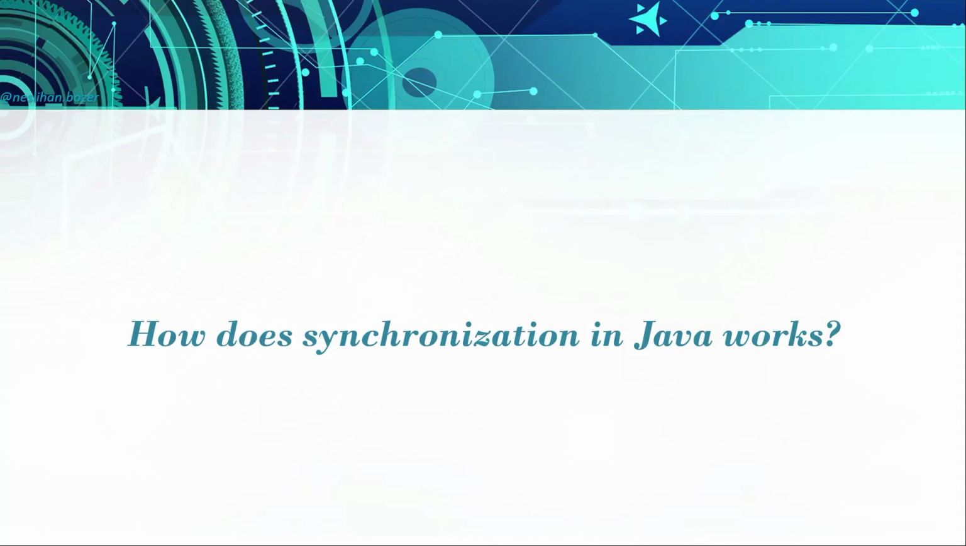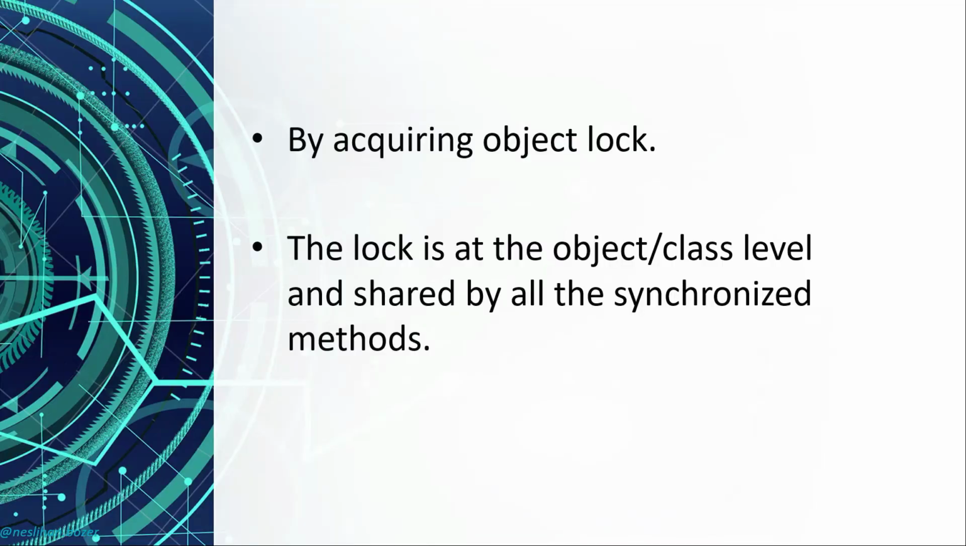How does synchronization in Java work? Every object in Java has a lock associated with it, which is also called a monitor. When a thread enters a synchronized method or synchronized block, it acquires that lock. All other threads attempting to execute the same code must wait until the lock is released by the acquiring thread. Hence, synchronization is achieved by the lock, which is at the object or class level, and shared by all the synchronized methods of a specific object.